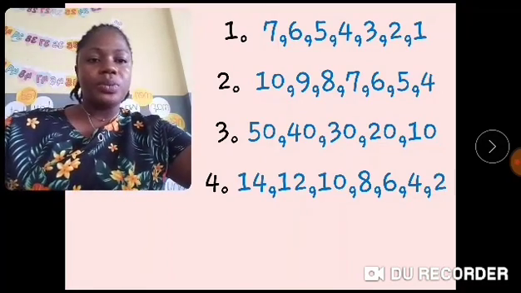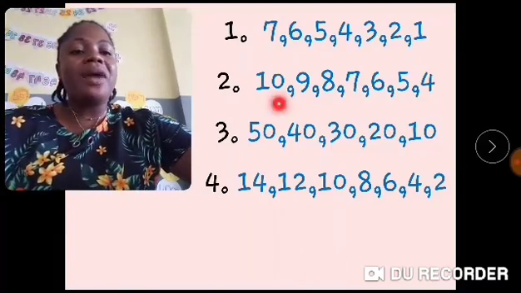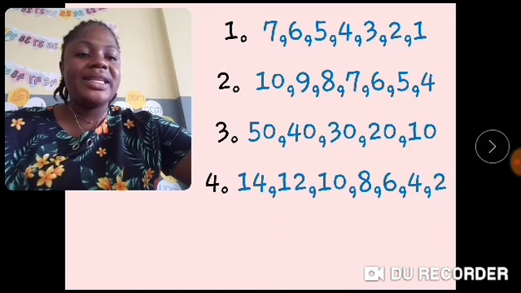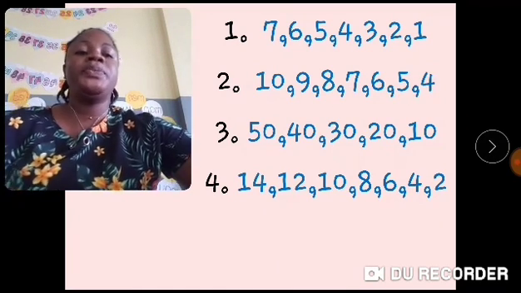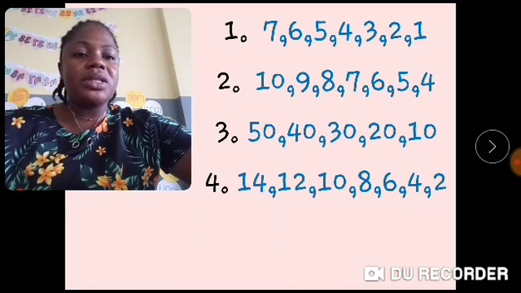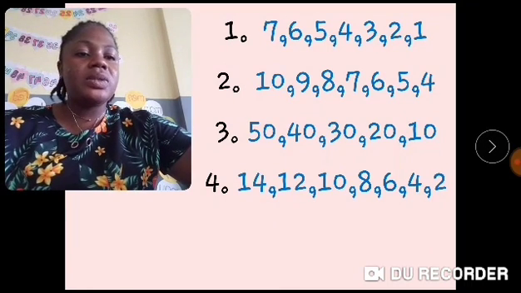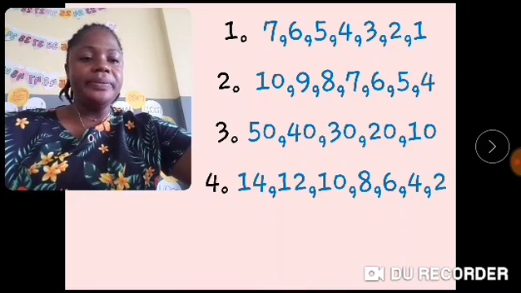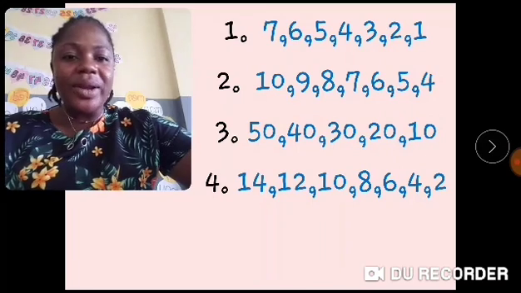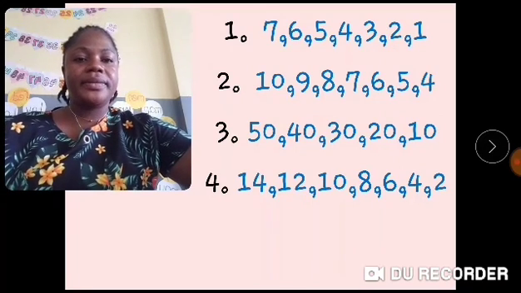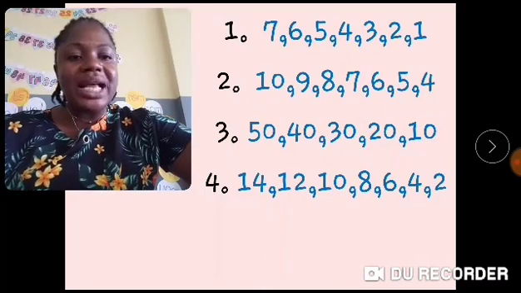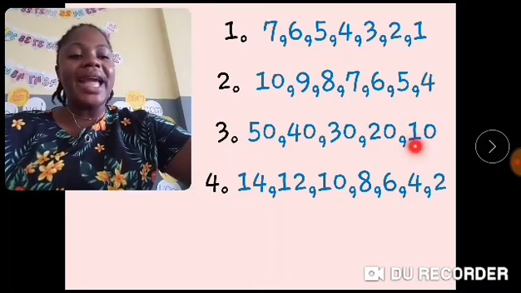Let's take example 2. We have 10, 9, 8, 7, 6, 5, 4. So it's starting with what? The biggest number to the smallest number. Example 3. In ascending order, we started with 10 and ended with 50. But with descending order, we are starting with 50 and ending with 10.